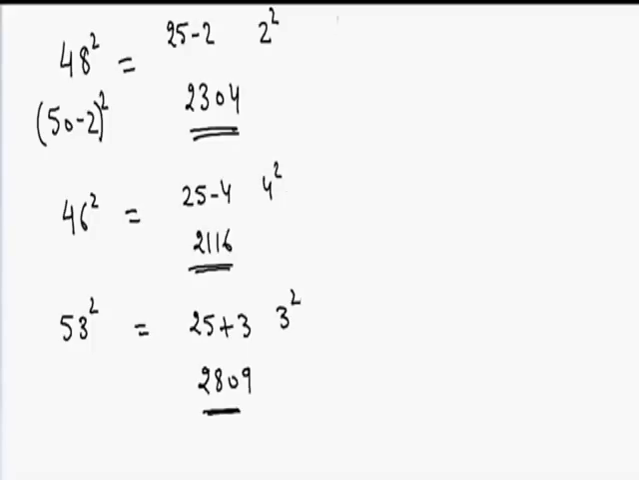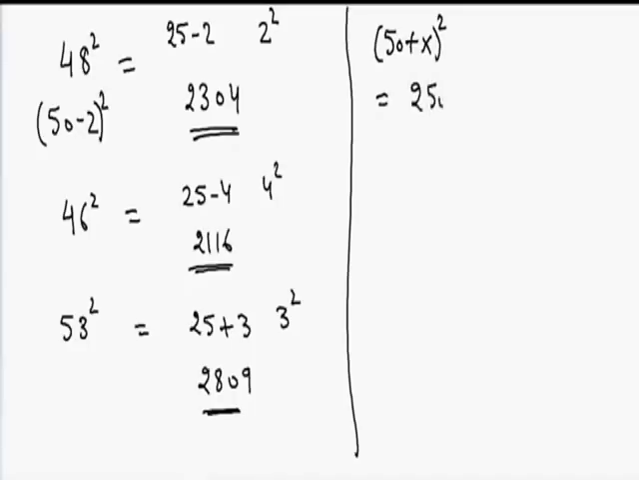How this trick works, so let's look on the left side. If we have something close to 50, it can be written as (50 + x)², and (50 + x)² can be written as 2500 + 100x + x², or that will be equal to (25 + x) × 100 + x².